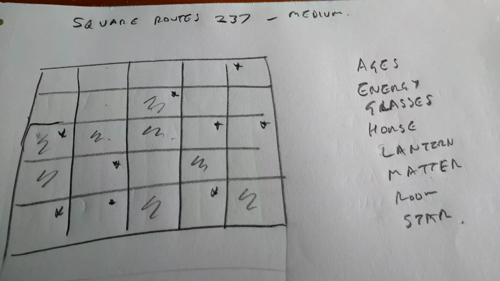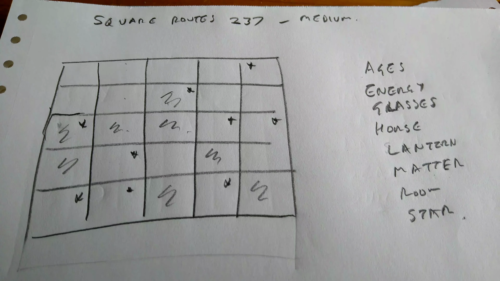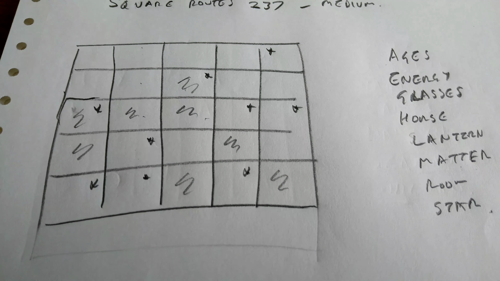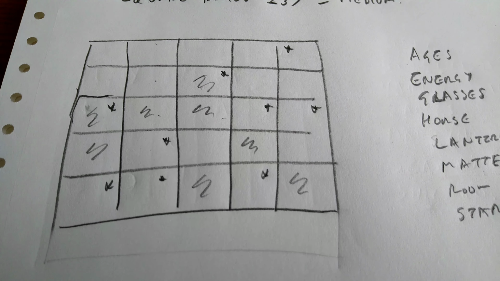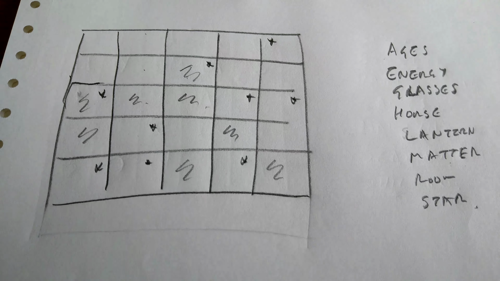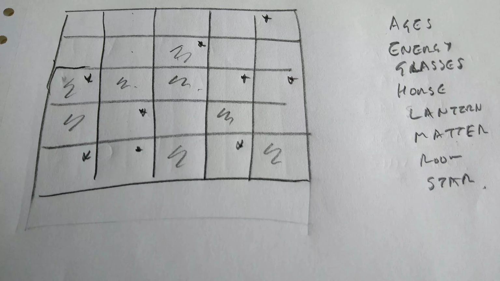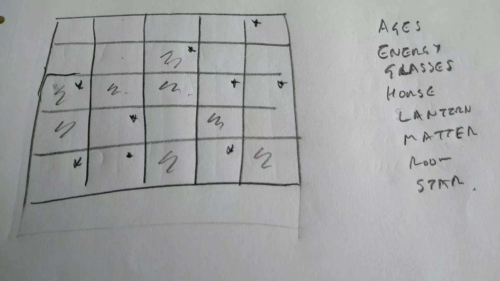Okay, so square root is 237, which is down as a medium. Let's have a look at how to solve this. We've got 8 words to fit in the grid and 8 starting cells, so each word starts in its own cell.